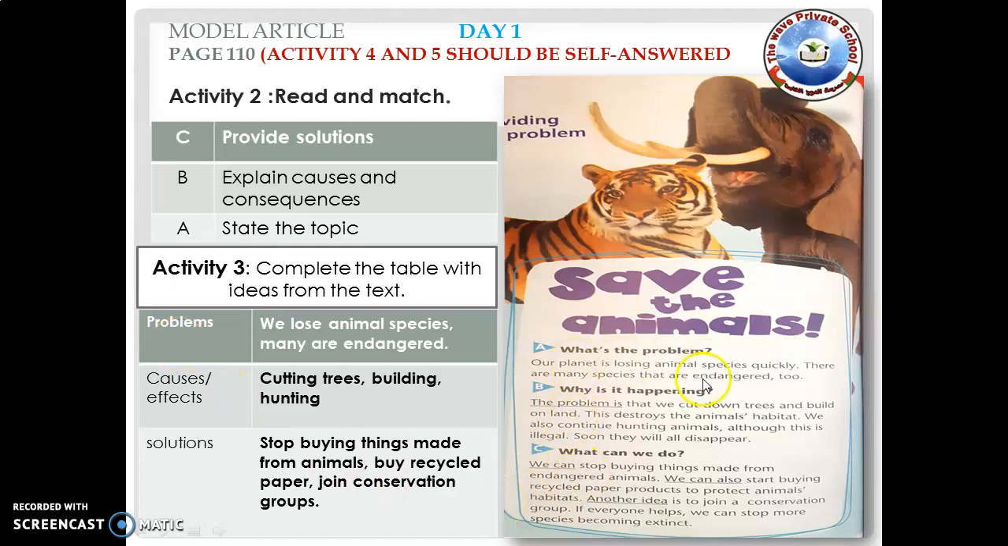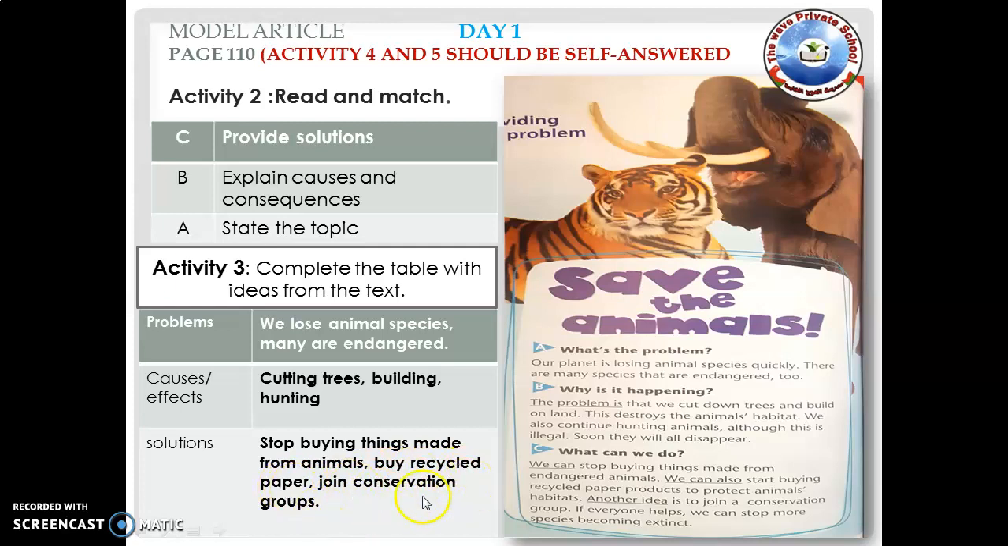So what are the problems? You will take it from here. And what are the causes and effects? It is also here on the second paragraph. And what are the solutions? So these are the solutions. So the problems are we lose animals and many are endangered and extinct. And then causes and effects, because we are cutting trees and we build buildings and residential areas. We cut the trees so that we can have space for commercial buildings. Hunting as well. And then solutions, stop buying things made from animals, buy recycled paper, and join conservation group.